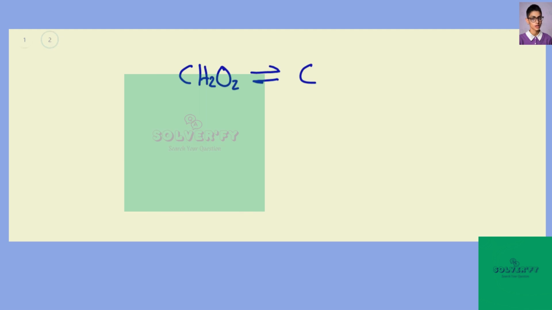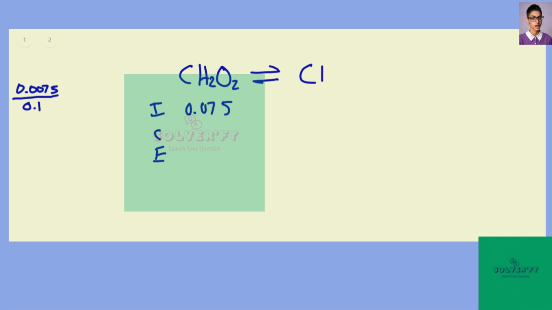So we have 0.15 moles or molarity. So we do 0.0075 moles of formic acid divided by 0.1, and we get a value of 0.075 for the concentration of formic acid as our initial.